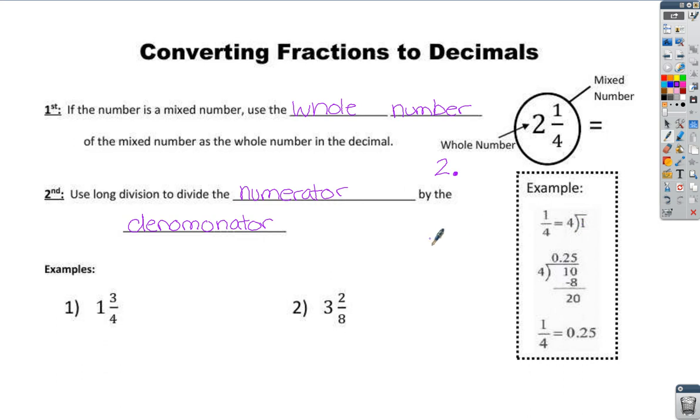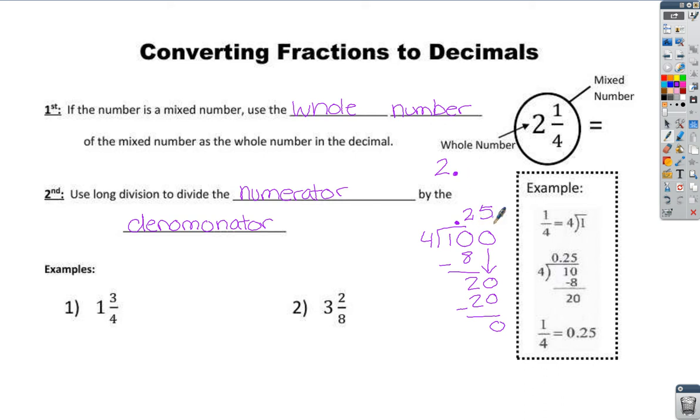So we have 4 on the outside and our numerator on the inside. 4 can't go into 1, so we need to add a decimal, and then we can make it a 0. How many times can 4 go into 10? Well, we can think 4 times 2 is 8. Subtract: 10 minus 8 is 2. Add in a 0 and bring it down because we're not to 0 yet. How many times can 4 go into 20? That's 5. 20 minus 20 is 0. So our decimal is 0.25.